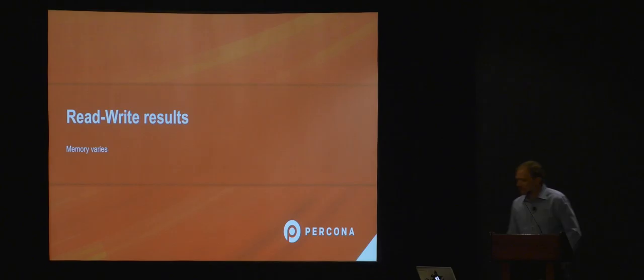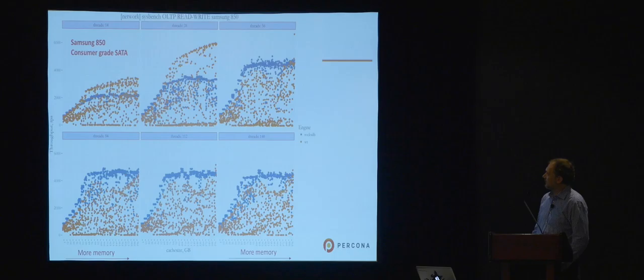Now let me go to read-write results, which are more interesting. First, we're going to look into how the engine performs when we increase memory size from very small to big. On the initial Samsung 850 consumer-grade storage, we see a lot of variance in results, kind of stalls. And for WiredTiger, you see in some cases throughput actually drops to zero.